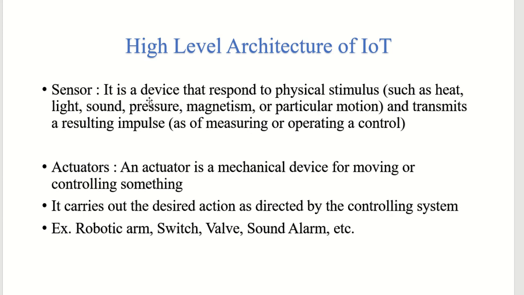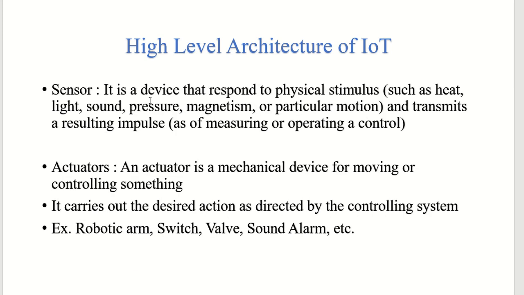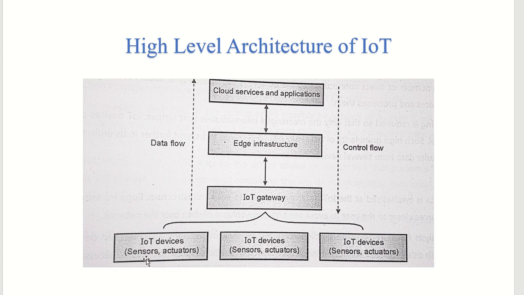Except for sensors and actuators, we have the IoT gateway. We have talked about the IoT gateway as well, right? Actually, we are going upside down. First, we discussed sensors and actuators. So look at this diagram. We have IoT devices as sensors and actuators first. Then we will talk about the IoT gateway now. Then we will move to edge infrastructure, and then cloud services and applications. Because which flow are we considering? We are considering data flow right now. The control flow will be completely reversed, and we will see that as well.